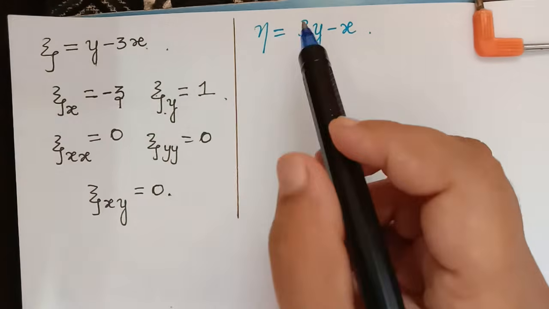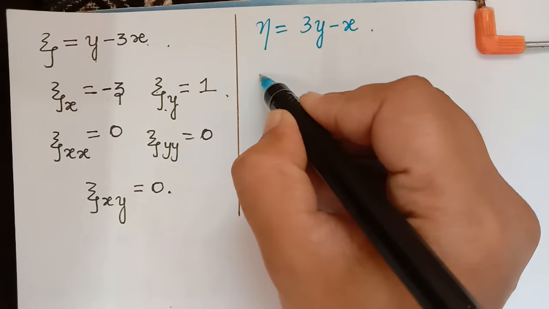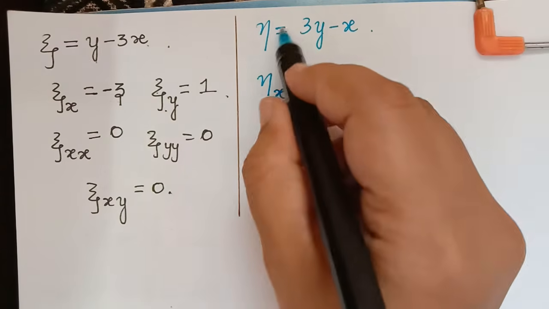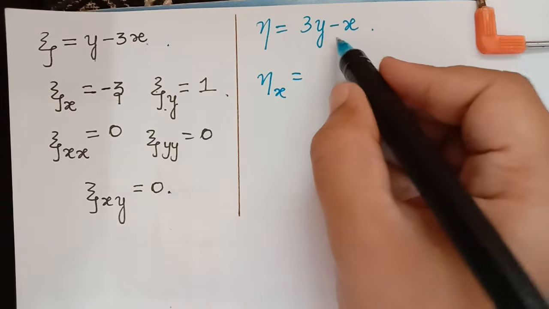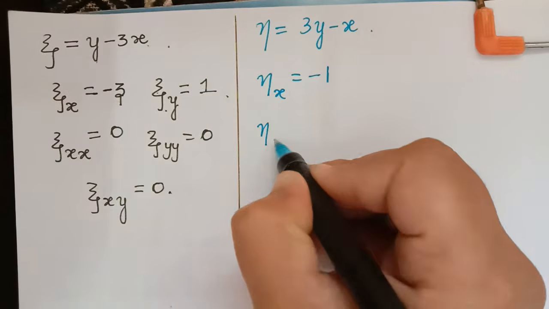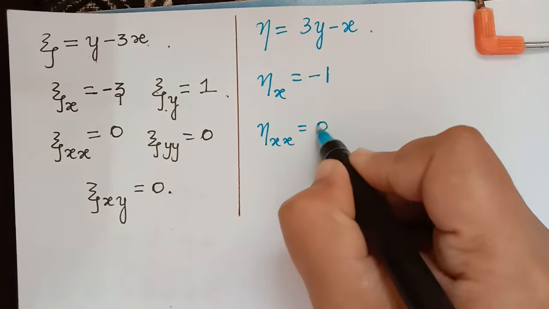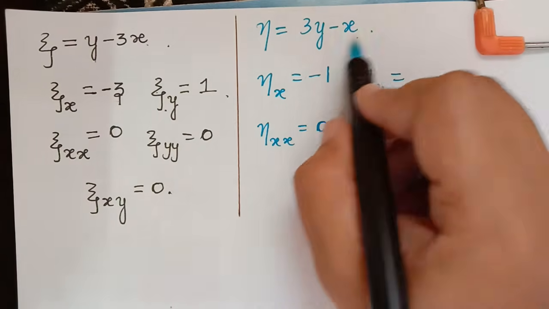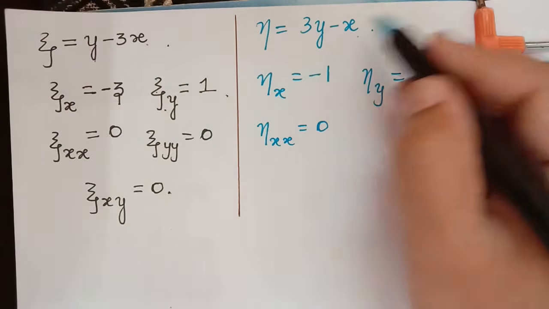In a similar way, let us do the same for eta. So for eta, we have to first find ηx, which is equal to partial differentiation of this with respect to x. So this term will become 0, and the differentiation of negative x is negative 1. And then we have to find ηxx. So the differentiation of negative 1 is 0. And then we have to find ηy. The differentiation of this with respect to y will give us the value 3. And this will become 0.